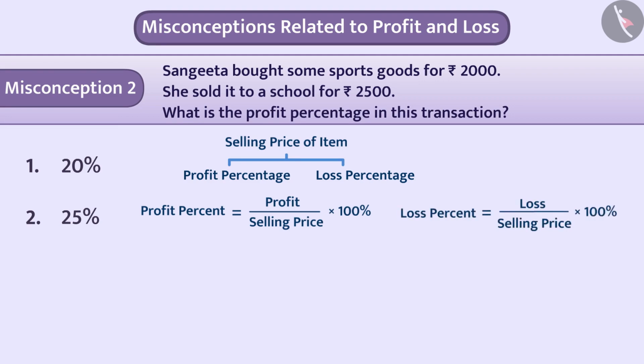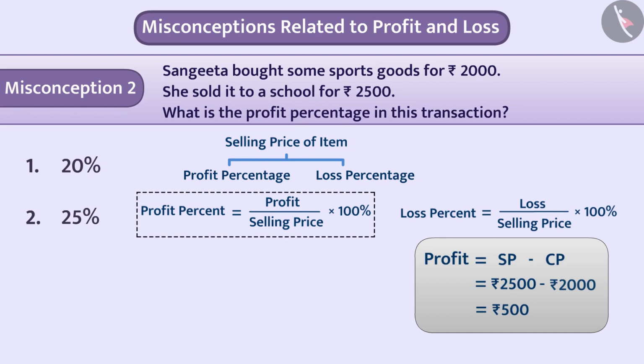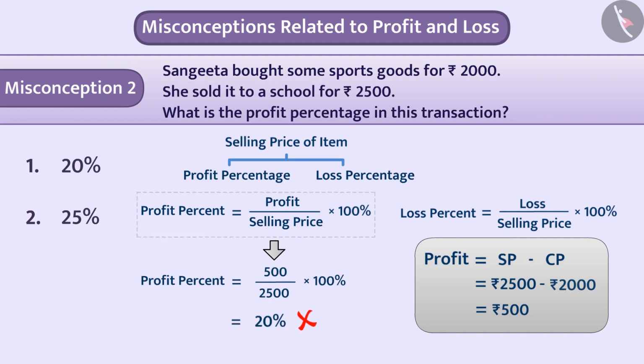While solving this example, children write profit is equal to SP minus CP, which is equal to 2500 rupees minus 2000 rupees, which is equal to 500 rupees. But while getting the percentage, they write the formula like this: profit percentage is equal to profit divided by selling price multiplied by 100%. By placing the numbers in this formula, they get 20% profit as the answer, but it is wrong. Hence, option 1 is the wrong answer.